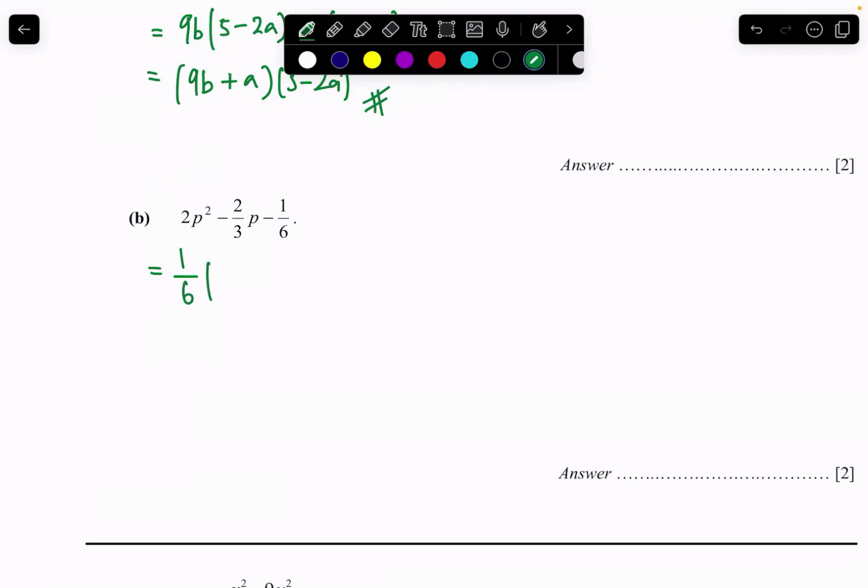So you can use a calculator, right? And you take the coefficients. Okay, the first one you take 2 divided by 1 over 6, so you get 12p squared. Then you take 2 thirds, same thing, you divide by 1 over 6, so you get 4p minus 1. Okay, so if you look at it in such a way, then the question becomes much simpler.